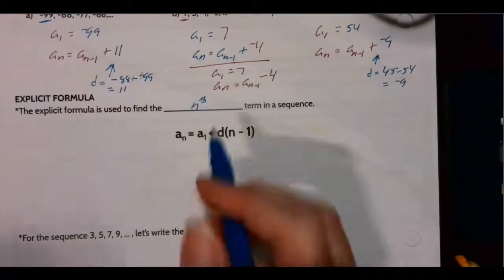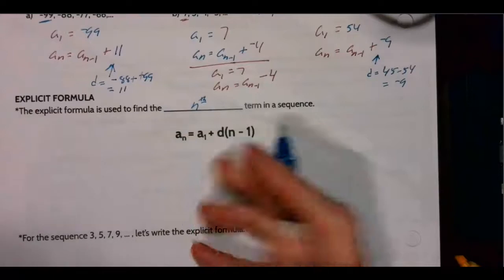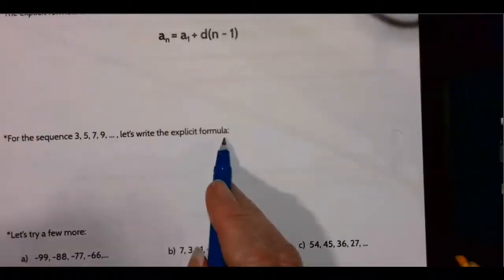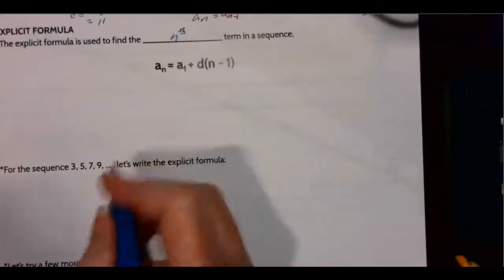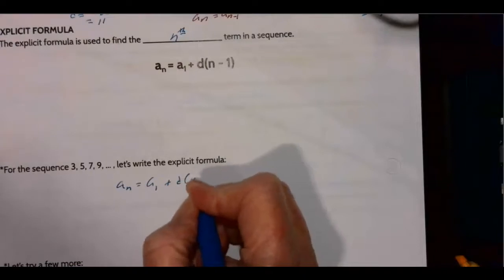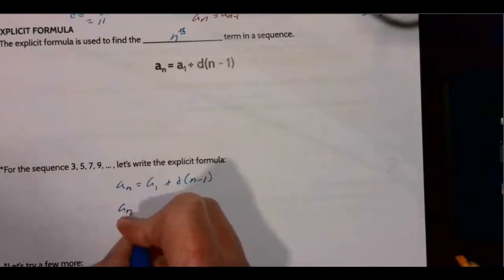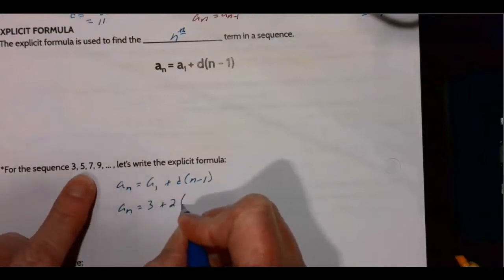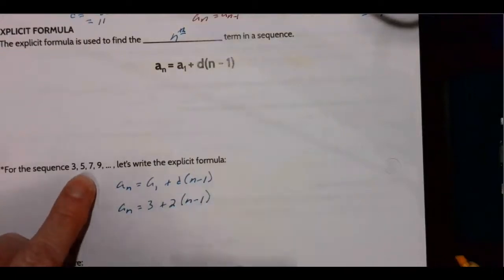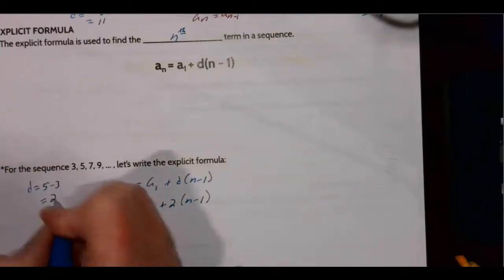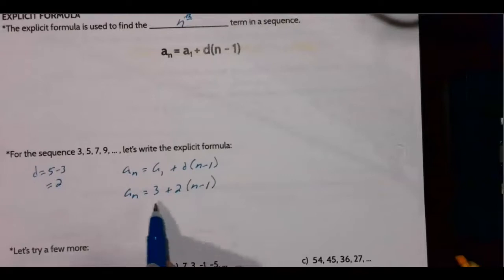Or we're just going to write the formula for it. And then we need a sub 1 and we need the difference. So see, we need all the same things. So here we go. If we're going to write the explicit formula for this, a sub n is equal to a sub 1 plus d times n minus 1. A sub n is equal to the first term plus the difference times n minus 1. Because remember, we found the difference between 4. 5 minus 3 was 2. This was on the page before we found that difference.